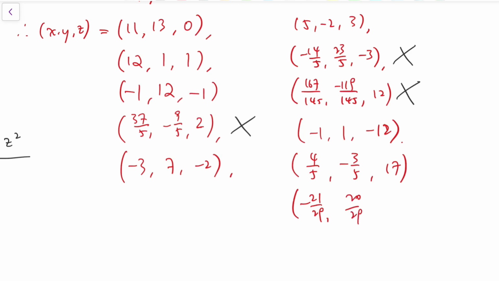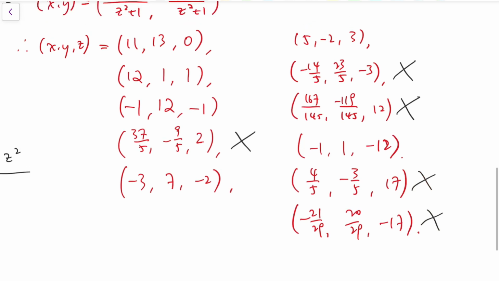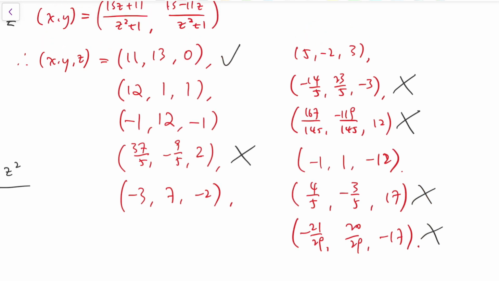Finally, this triple for minus 17. So we have to reject both ordered triples at last. And so those ticked are valid solutions. And there are altogether 6 of them. So this is the final answer.